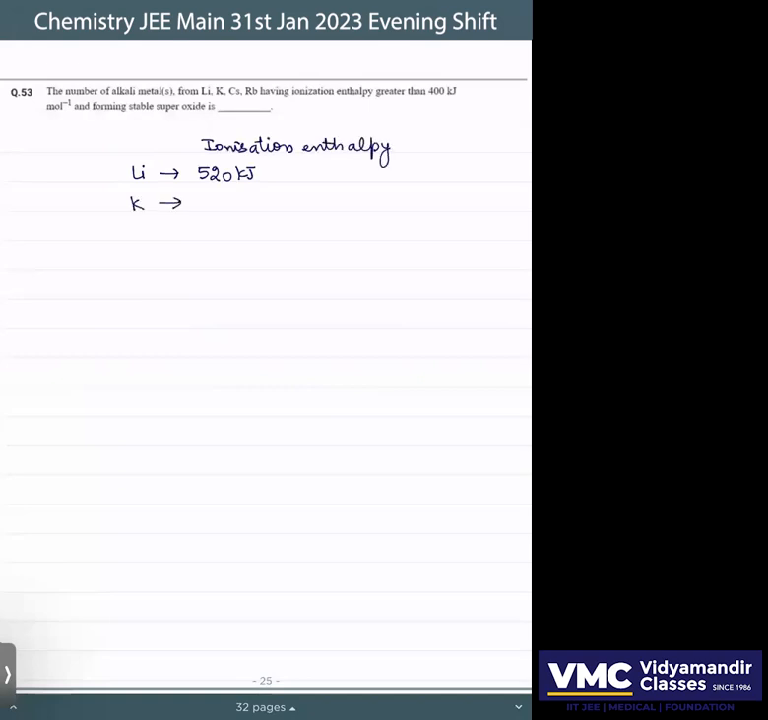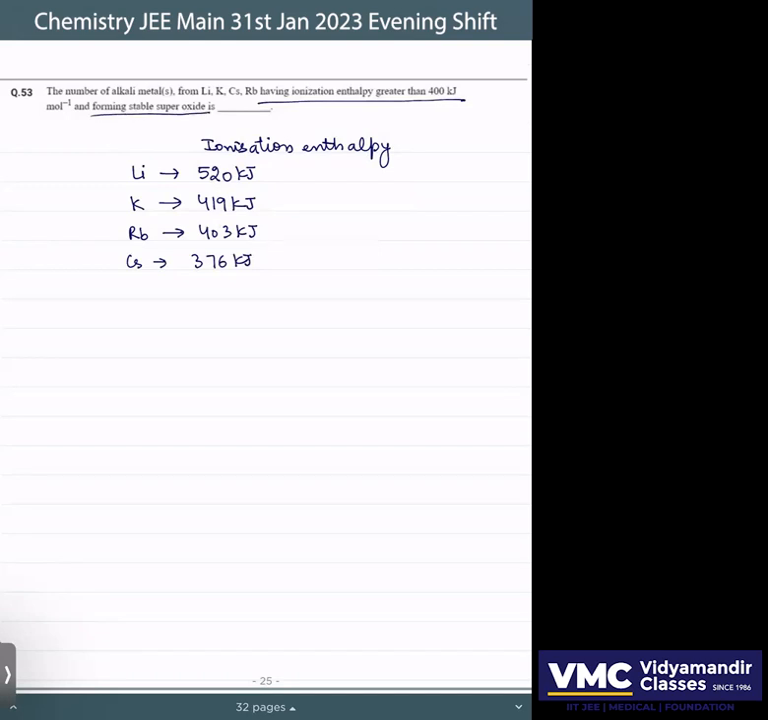For potassium, it is 419 kilojoule. For rubidium, it is 403 kilojoules. And for cesium, it is 376 kilojoule. So they asked us for ionization enthalpy greater than 400 kilojoule per mole. So I am left with the options lithium, potassium, and rubidium, and forming stable superoxide.